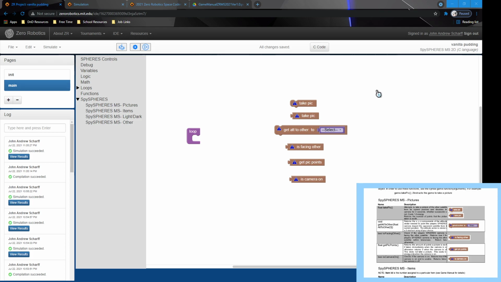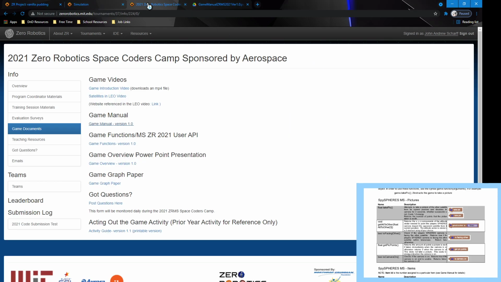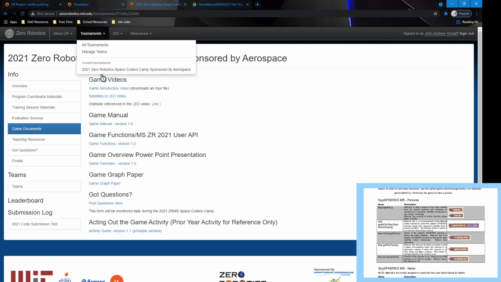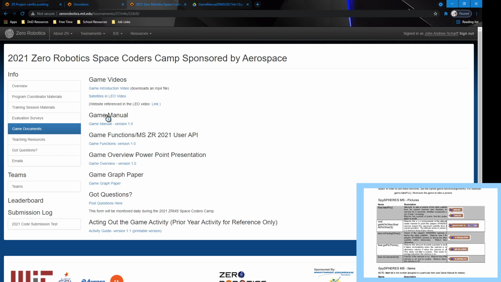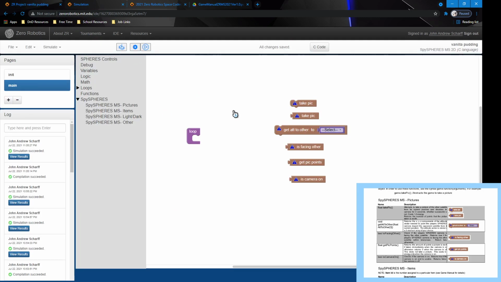Right now I am taking a look at the API, which can be found under Tournaments. Click here, go over to Game Documents, and you're looking for Game Functions MSZR 2021 User API. So that's what you're looking at in the bottom right corner. Anyways, we're going to be taking a look at some of the picture functions today that let you take pictures, set yourself up to take pictures, and ensure that you can take pictures as well.